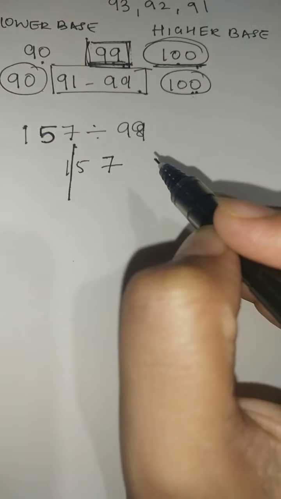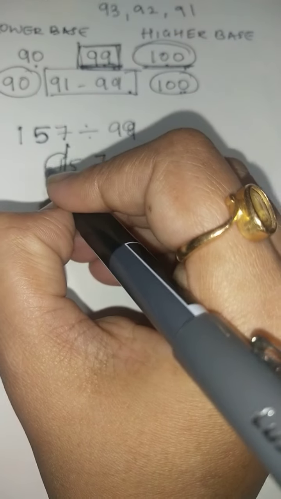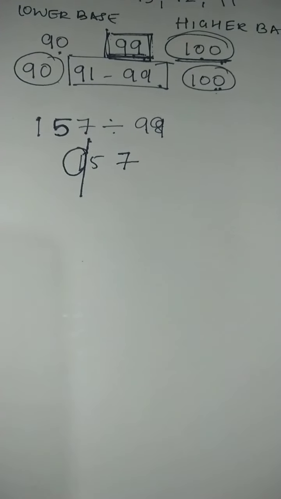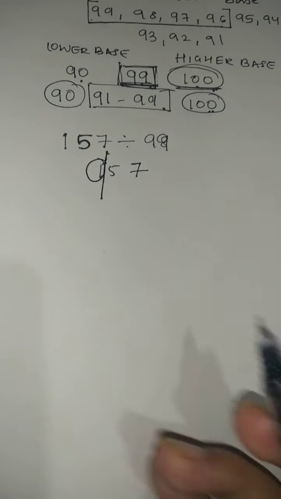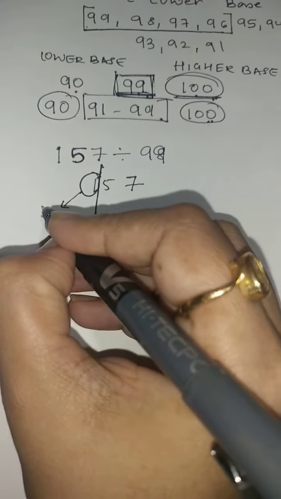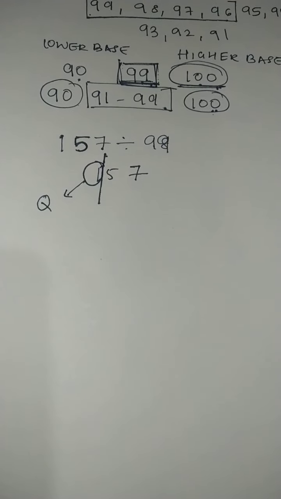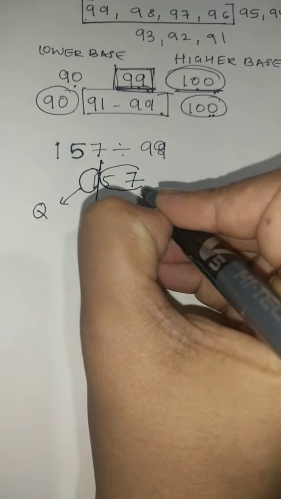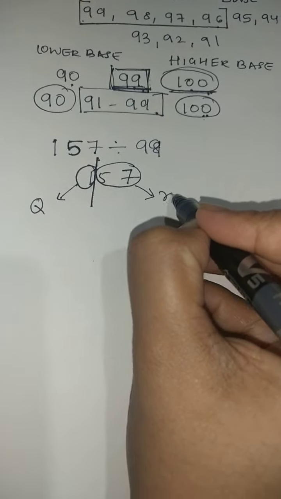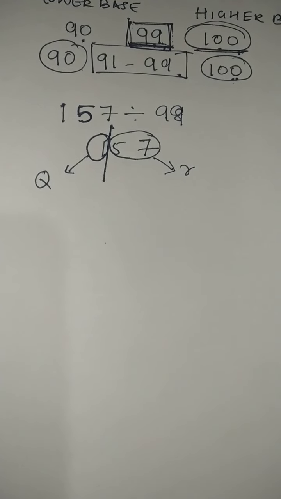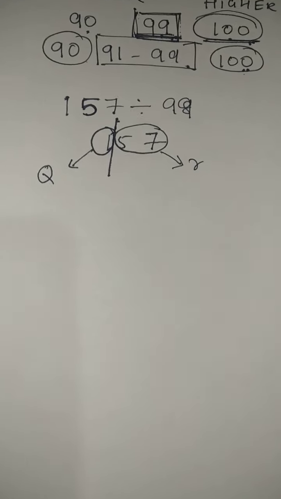Because this 1, before the splitting up, will be your Q, and this 5 and 7, 57, will be your small r.